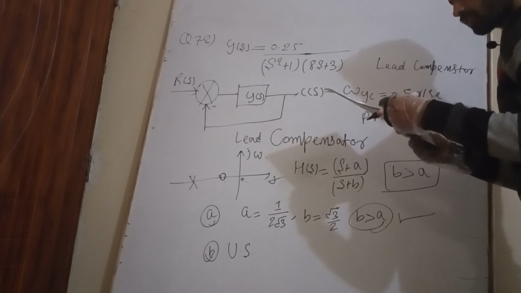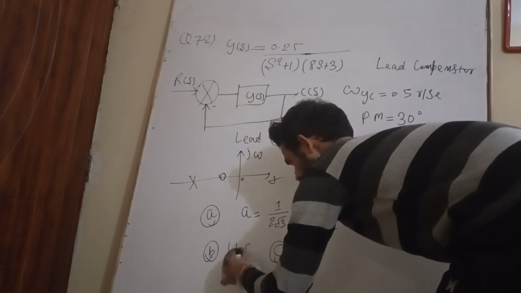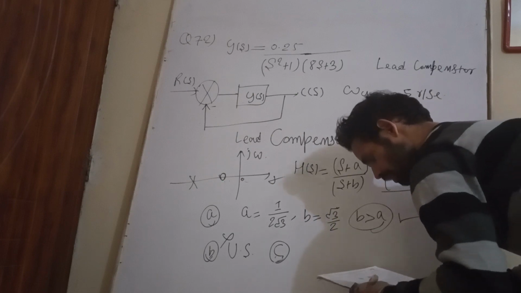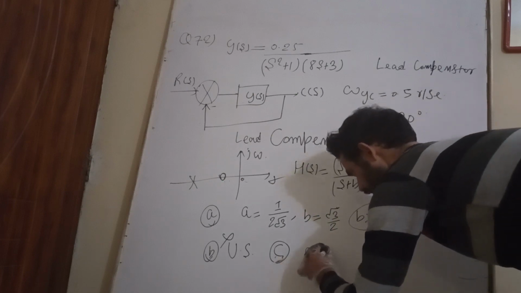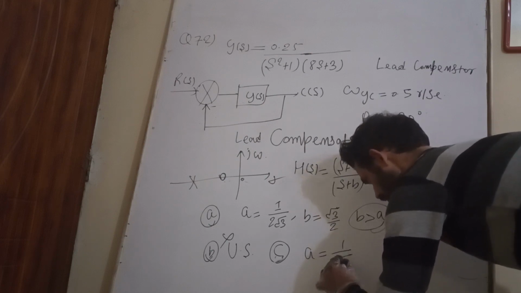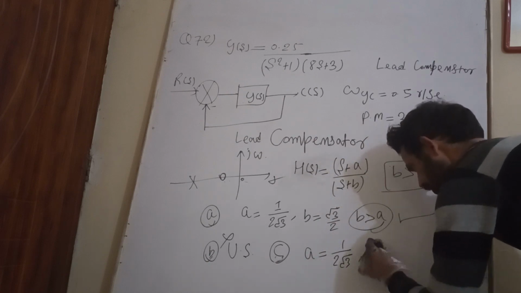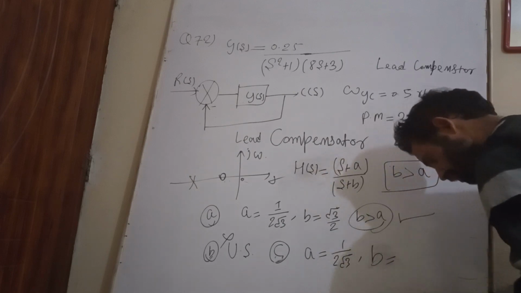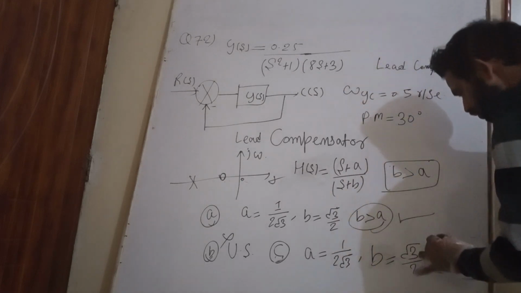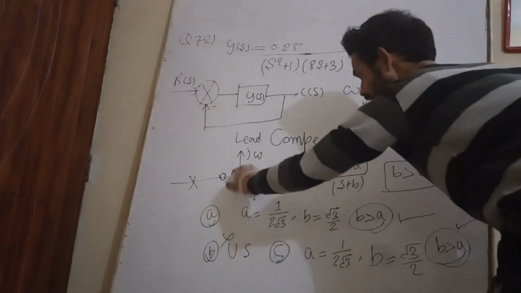Next, option C. For C, the value of a is 1/(2√3) again, and b is √3/2, similar to a. Here also b is greater than a, so it satisfies the condition of a lead compensator.